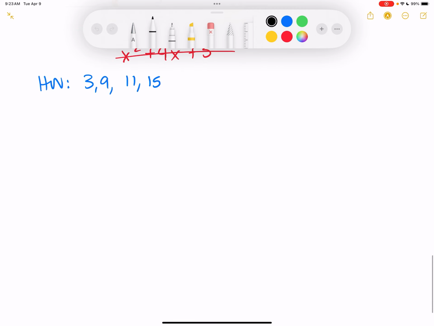So let's start with 28. f of x is equal to 3x cubed plus 19x squared plus 4x minus 12. So how do I find all possible zeros? Plus or minus 12 over 3.